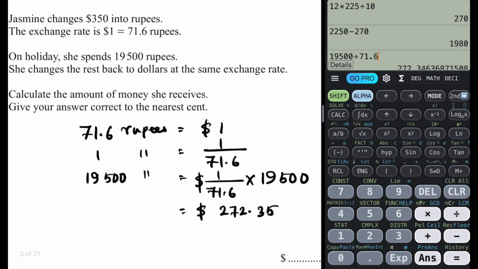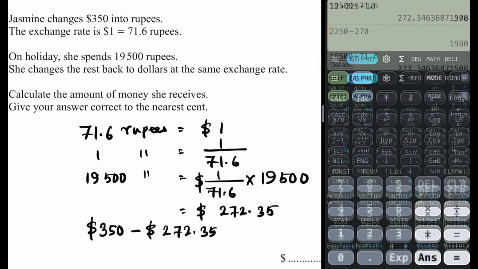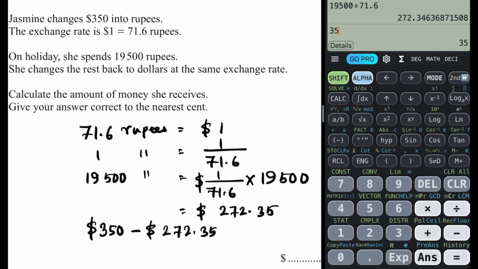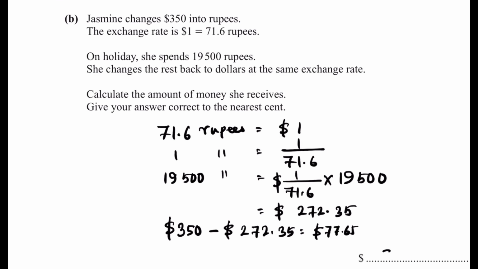It is becoming $272.35. So let me subtract 350 minus 272.35. It is becoming $77.65. So our answer will be $77.65.